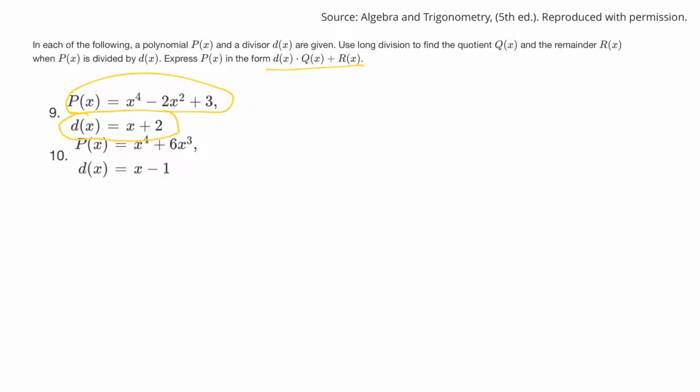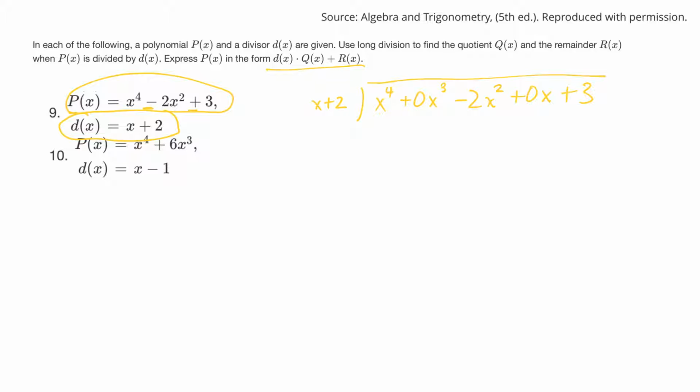Okay, so I'm going to use long division. So I have x to the fourth. Now this one doesn't have an x cubed term in it, so I need to add that. So 0x cubed minus 2x squared. Oh, there's no x term either. So plus 0x plus 3. And now I have to divide that by x plus 2.